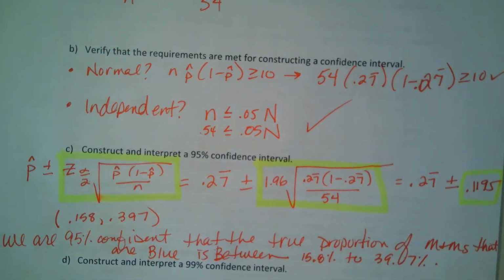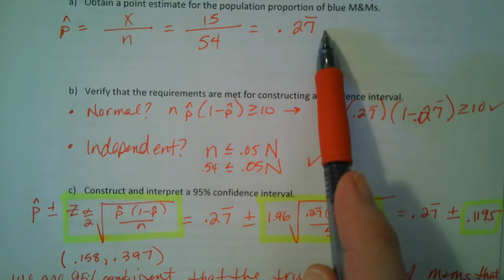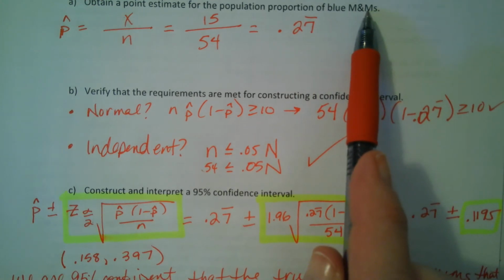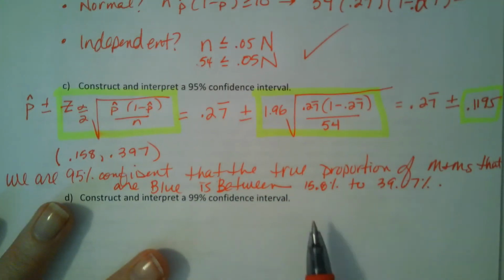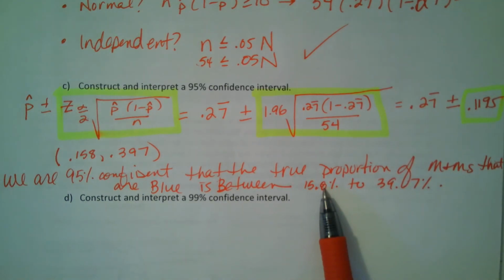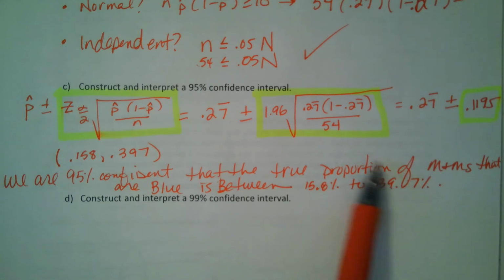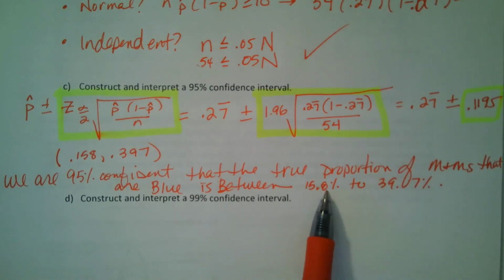Okay? Does this fall in line with what Mars claims the blue M&Ms will be? Mars, the company Mars, claims that there should be 24% blue in every bag. So the true proportion actually should be 24%. And even though we had 28% blue M&Ms, Mars company claims there should only be 24%. But look, it's in our interval. So our interval did include the actual claim that Mars says 24% should be in there. So that's good. So we're 95% confident we actually captured the true proportion, which should have been 24%.